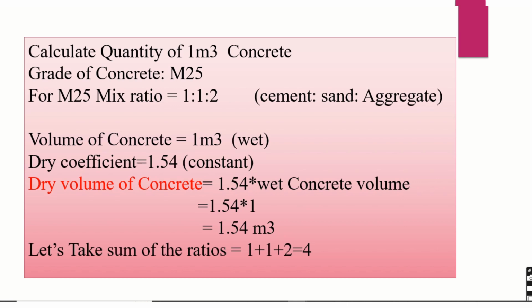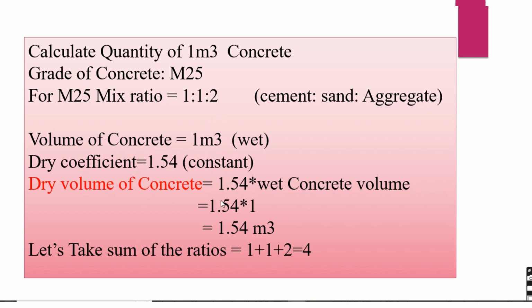Now, we have taken 1 meter cube for now, but in practice it may be 10 meter cube, 20 meter cube, or 100 meter cube. So accordingly we can calculate cement, sand, and aggregate quantity. To get the dry volume of concrete, as I mentioned earlier, we need to multiply this dry coefficient with the wet volume of concrete. Wet volume we have taken for now as 1 meter cube.